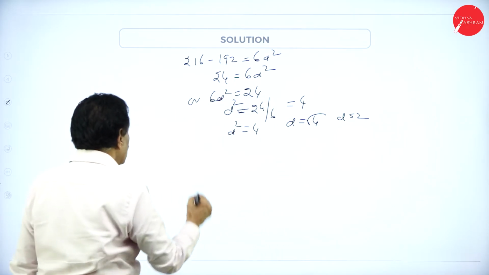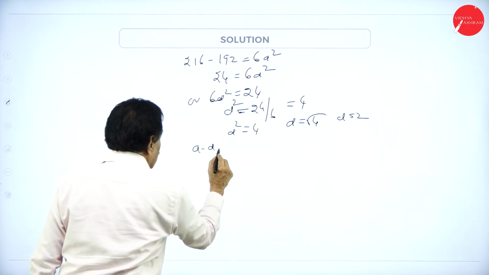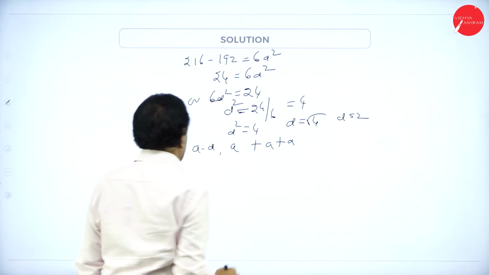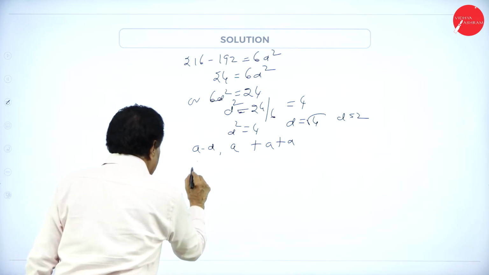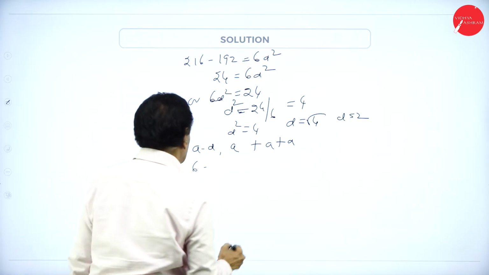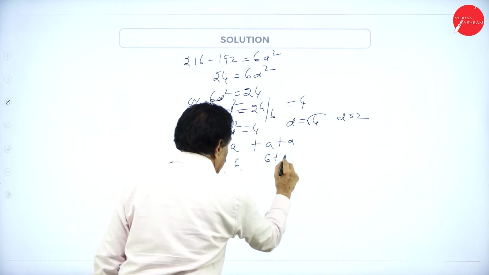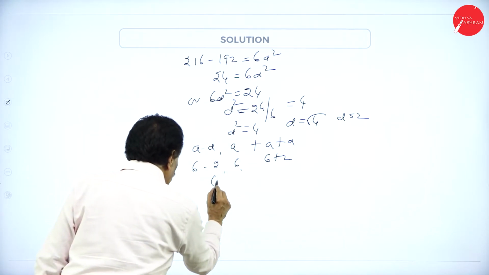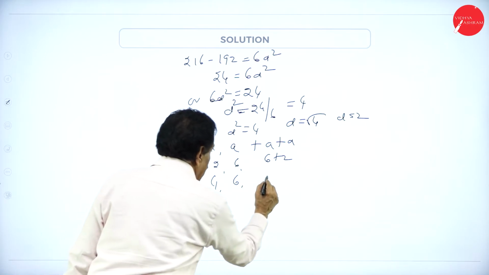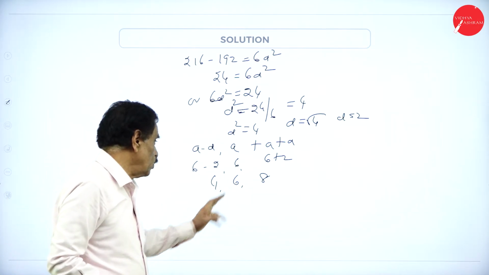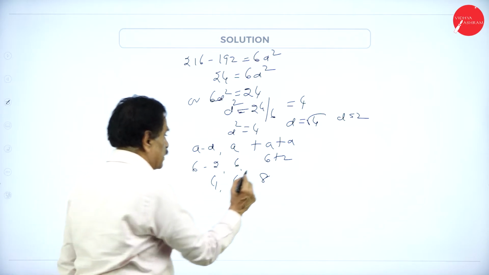The numbers are A minus D, A, A plus D. What's your A? 6, D is 2. 6 minus 2, 6, 6 plus 2. The numbers are 4, 6, 8. 6 minus 4 is 2, 8 minus 6 is 2, the series.